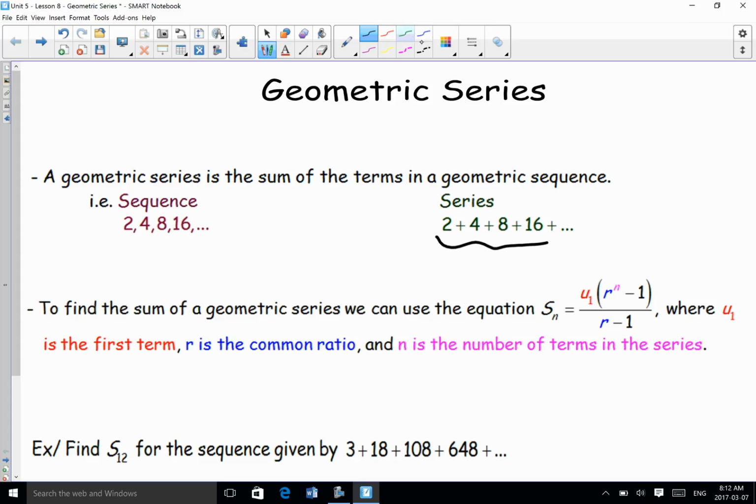Our equation has the same letters we've seen before. So Sn is the sum of n terms. And we're going to use u1 times (r to the n minus 1). Make sure this part's in brackets. We're going to have to apply BEDMAS, okay, that's important when we do this. And we're going to divide all of that by r minus 1.